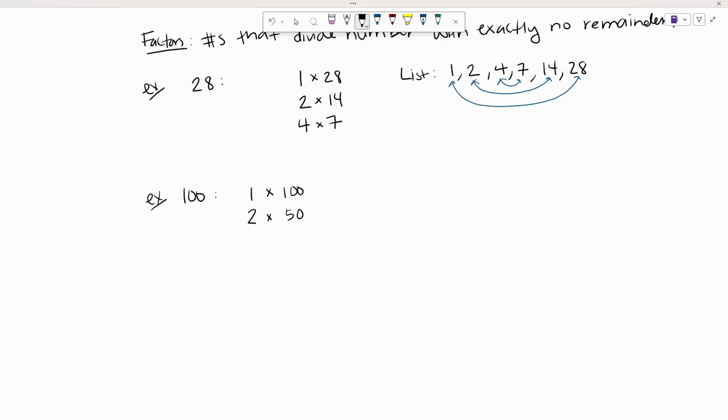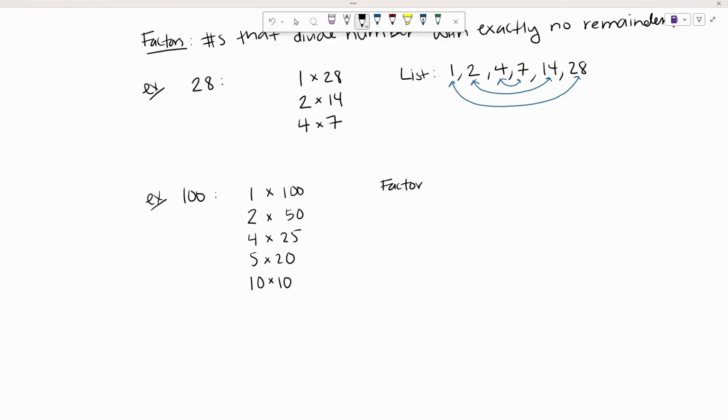So 2 times 50. 3 does not divide 100, so we'll skip 3. But we know 4 times 25 equals 100. 5 times 20 equals 100. And we know that 6, 7, and 8 do not divide 100, so we'll skip those. Finally, we see 10 times 10. If you get to a middle number, like 4 and 7 in our previous problem, or 10 and 10, you've typically found all of the factors. You do not have to check all the numbers from 1 to 100.